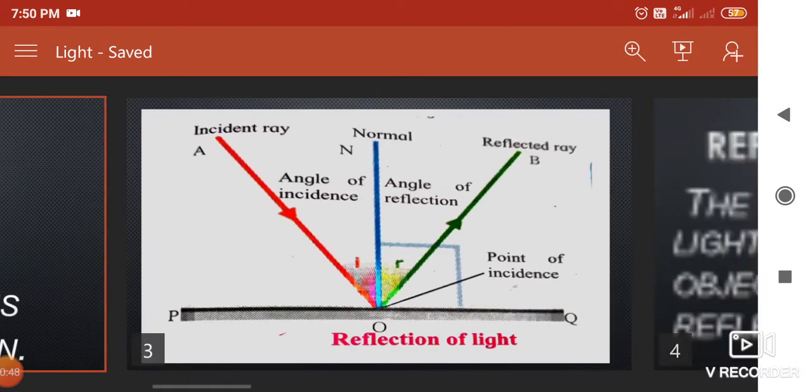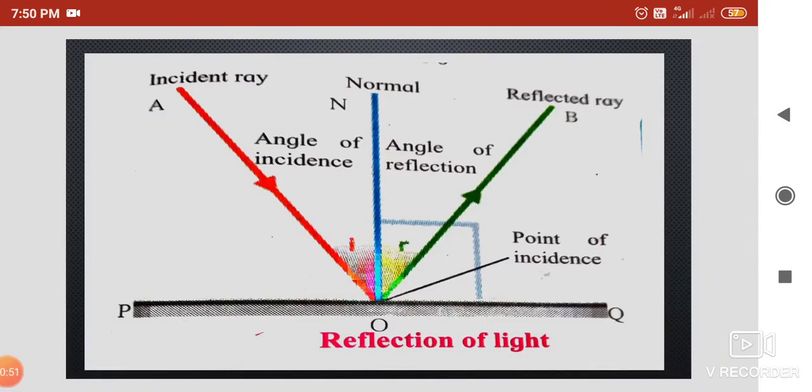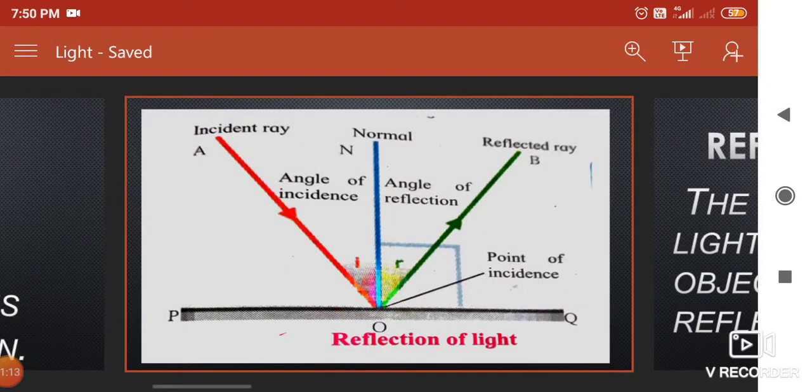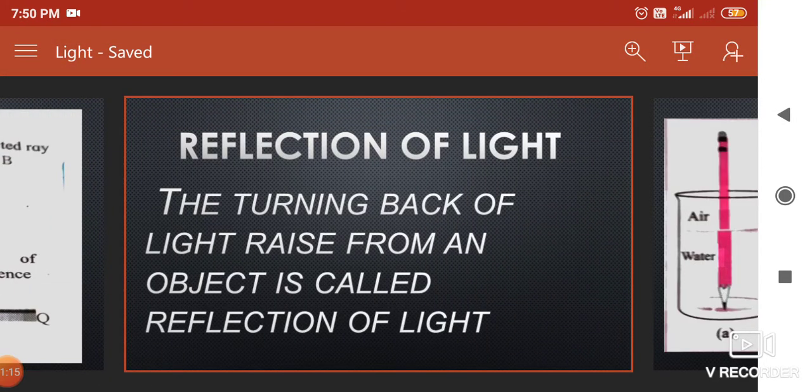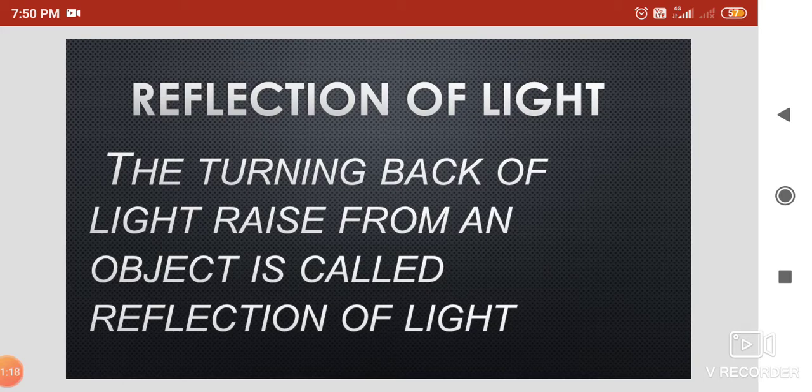The second property that we learned is the reflection of light. When light falls on an opaque object, some part of the light gets absorbed and the remaining part of the light gets turned back to the same medium. This turning back of the light from the object to the same medium is called reflection of light. So this you learned last year.